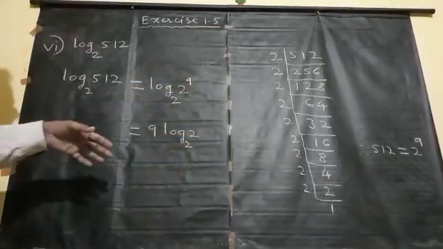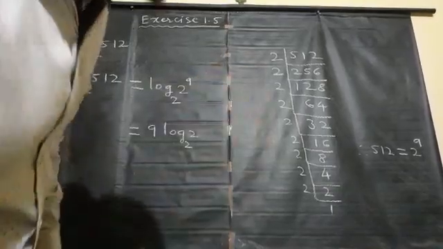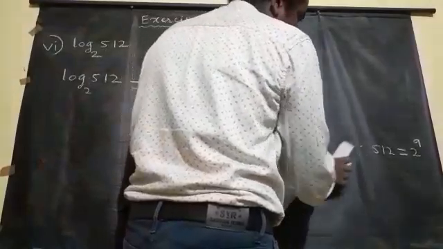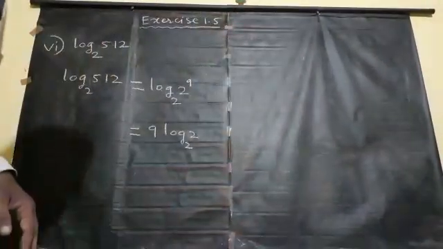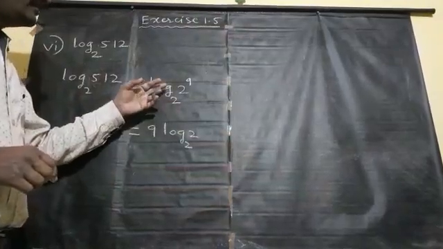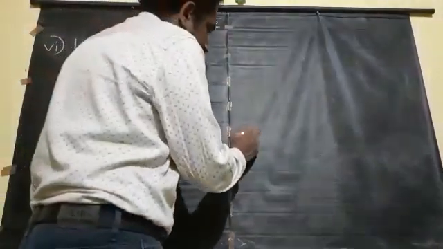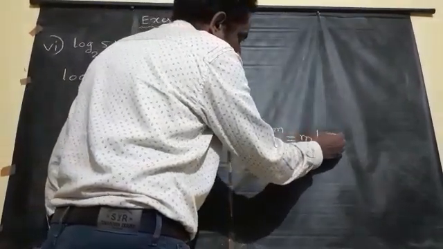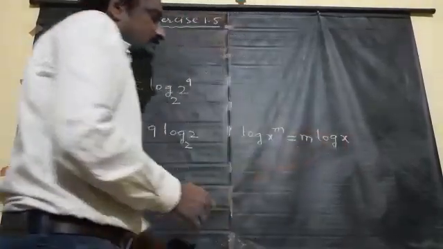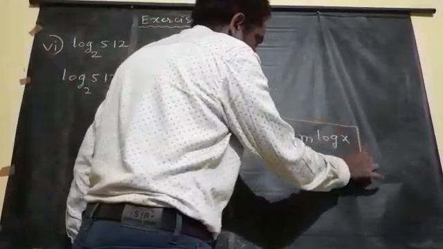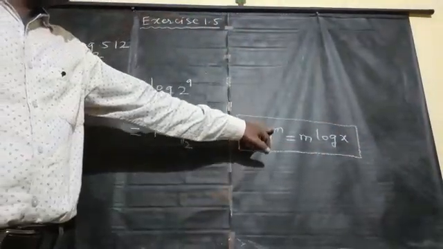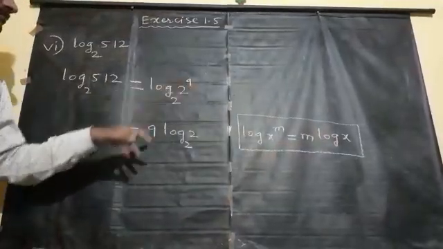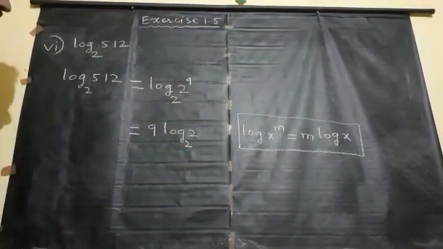Which formula did we use here? From this step to this step, we used log x to the power of m is equal to m log x. The m comes in front, m log x. Like that, log 2 to the power of 9 is equal to 9 log 2, with base 2.